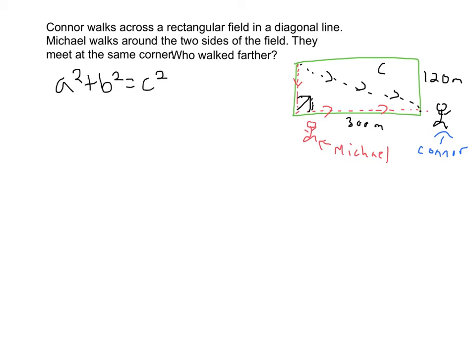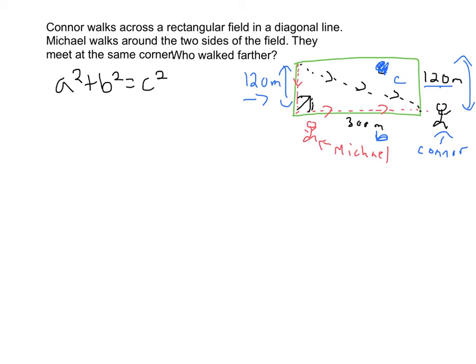Now looking at this, we know what B is down here. We don't know what C is, so I'm just going to squiggle that one out. But you're saying, I also know what A is. Really, you do, because it's a rectangle here, so these sides are going to be equal. If this side is 120, this side is also going to be 120. So we know that side A is going to be 120 meters.